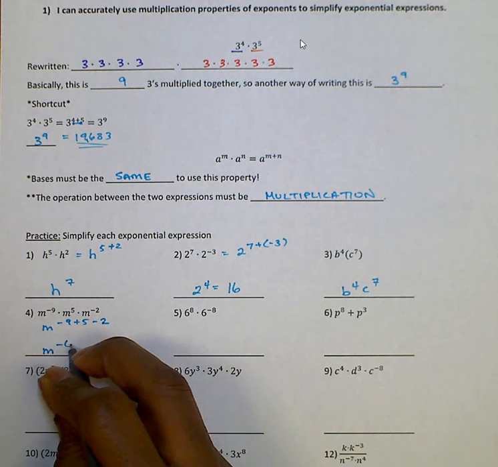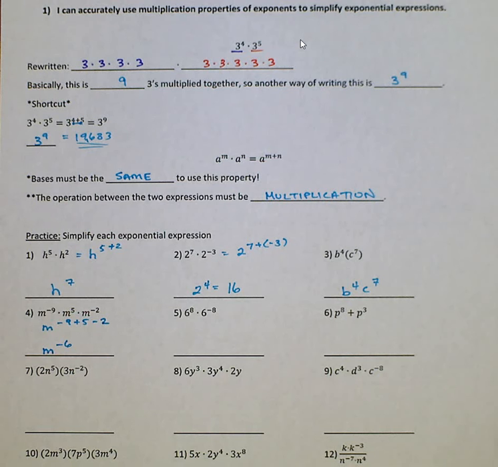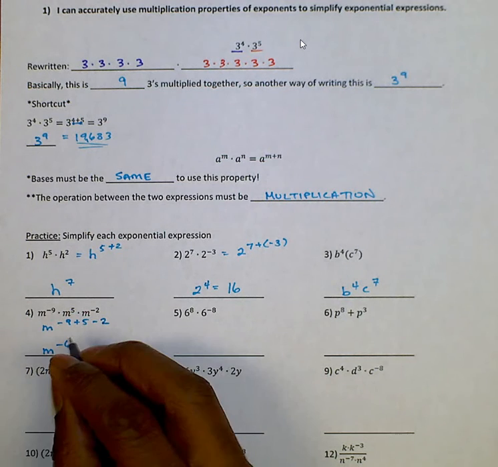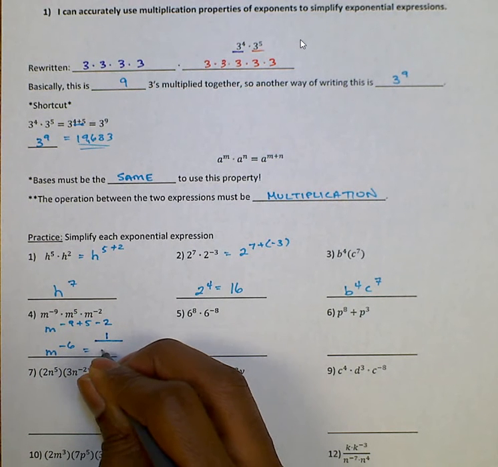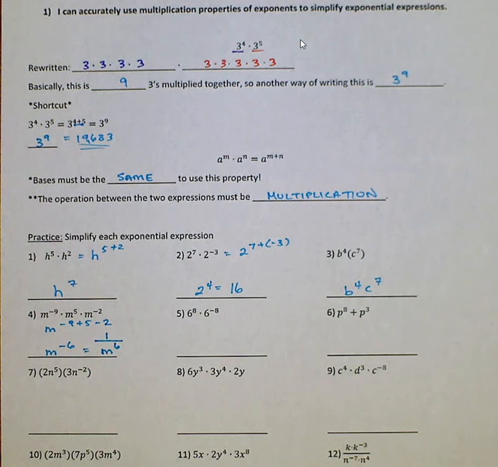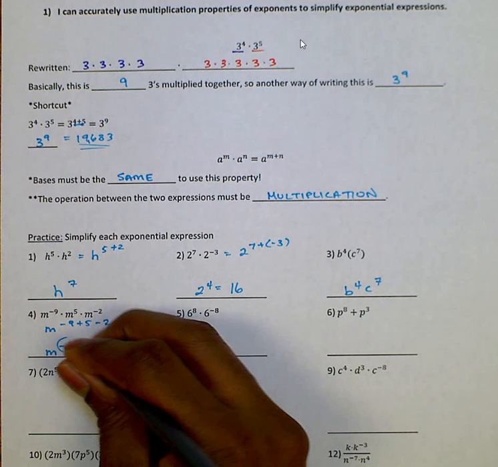Now, remember that in our final answer, we will not have negative exponents. And so we still need to keep in mind all the rules we talked about in our last lesson. 1 over m to the 6th. Since it's a negative exponent, we'll move it to the denominator to make it happy.